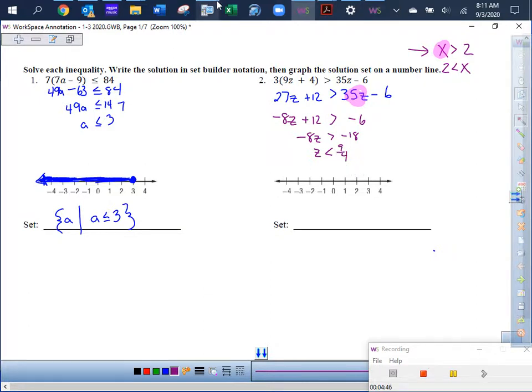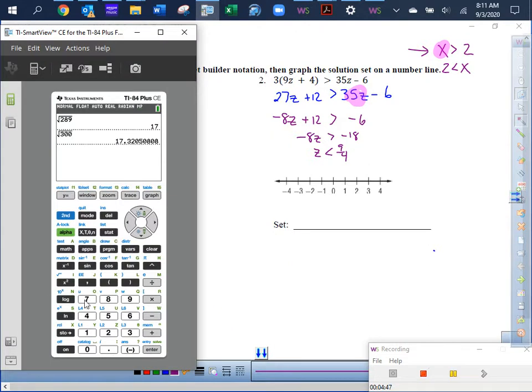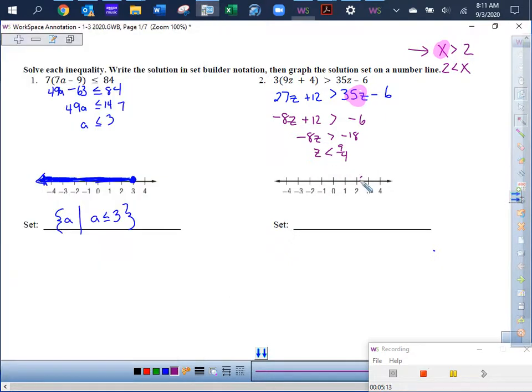If you want me to show you how to reduce that on your calculator again, you just do 18 divided by 8, and you get this, and then you hit math, enter, enter. But it's nice to see that decimal is like 2.25-ish, so I know where to put that guy on my number line. Since he doesn't have a place, we're going to have to put our dot, which is what? Open or closed? Open dot. But we got to go put a 9/4 right there.